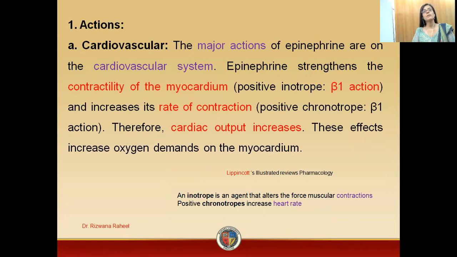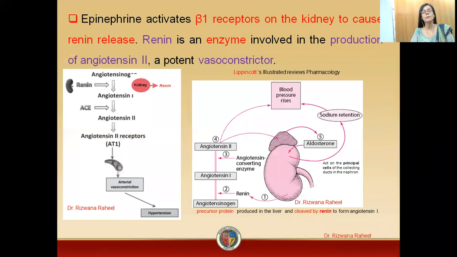So coming towards the pharmacological effects of epinephrine, firstly, we are going to discuss cardiovascular effects. So, mainly, this epinephrine is inotropic and chronotropic. Inotropic means it increases the force of contraction of the heart. Chronotropic means it's a positive chronotropic, it increases the heart rate. So because of its chronotropic and inotropic properties, this epinephrine increases the cardiac output. As a result, there will be an increase in the blood pressure.